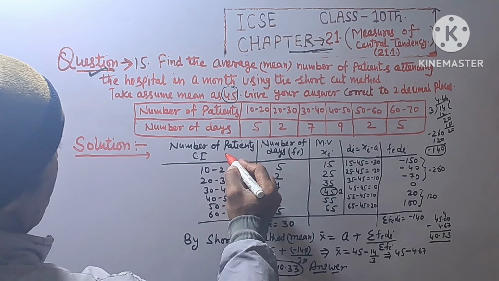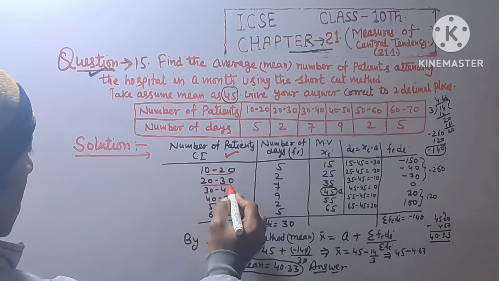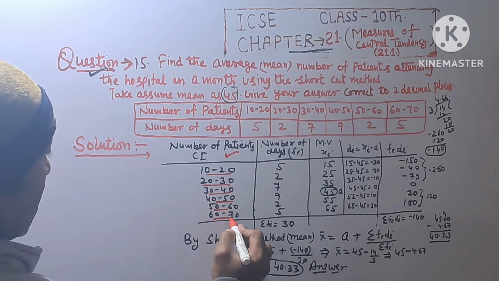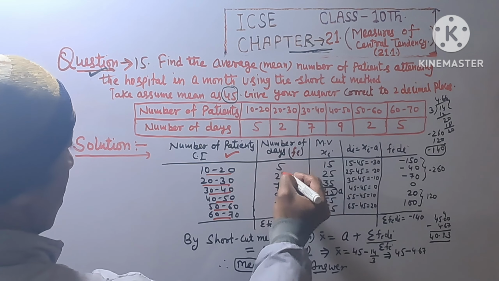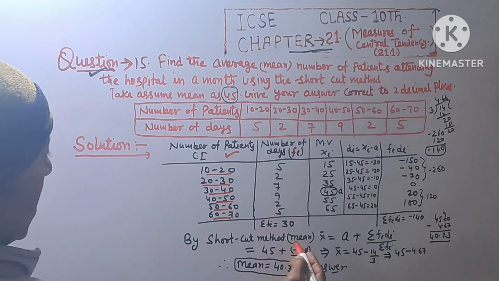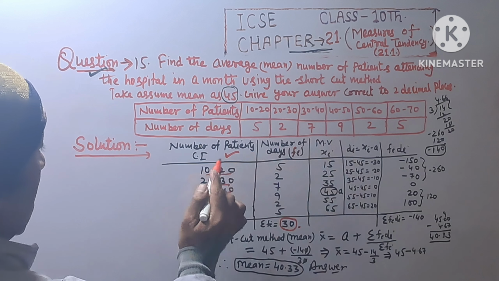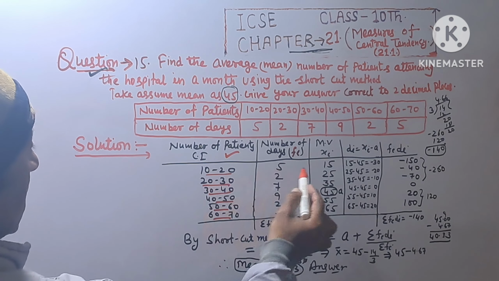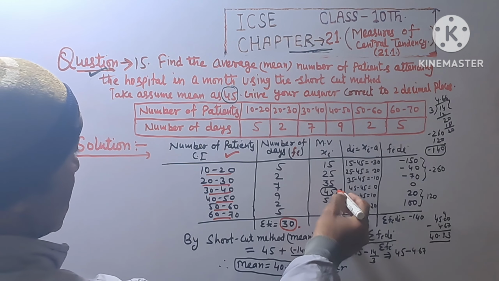Answer. Number of patients, that is class interval, is 10 to 20, 20 to 30, 30 to 40, 40 to 50, 50 to 60 and 60 to 70. And number of days, that is frequency fi, 5, 2, 7, 9, 2 and 5, and their sum equal to 30. Mid value is 10 plus 20 upon 2, that is equal to 15, and then 25, 35, 45, 55 and 65.